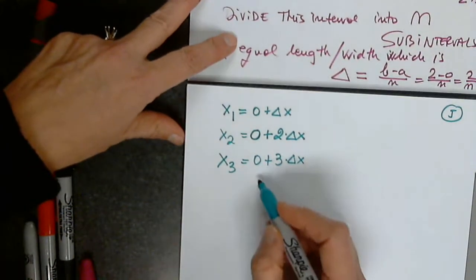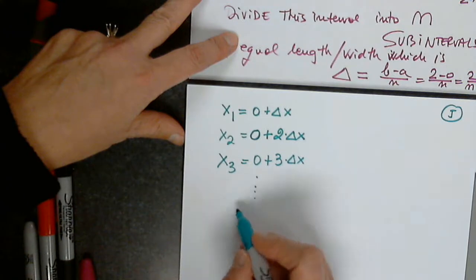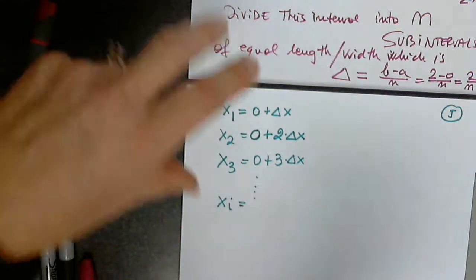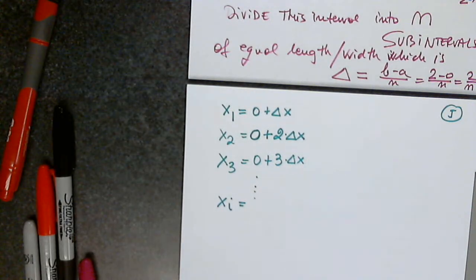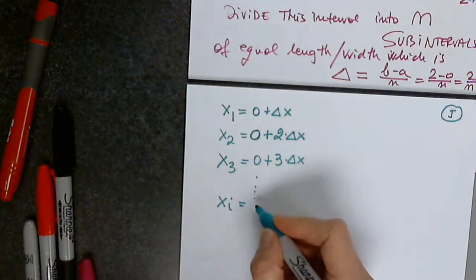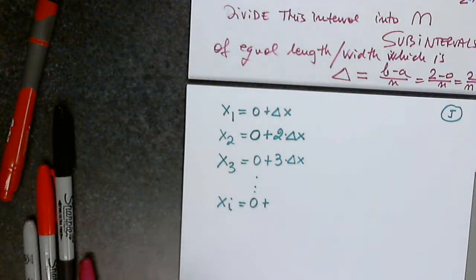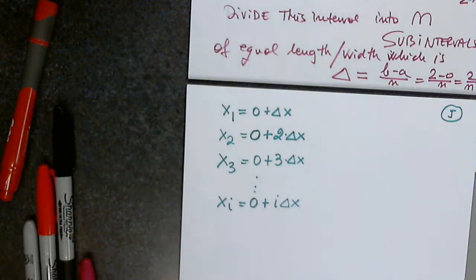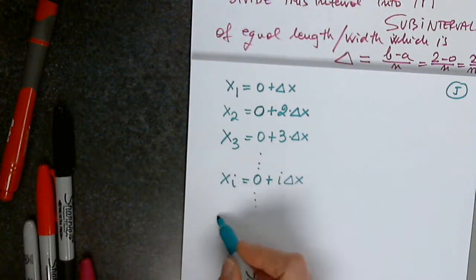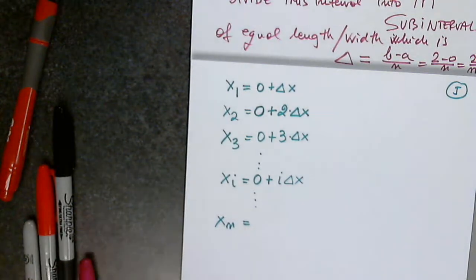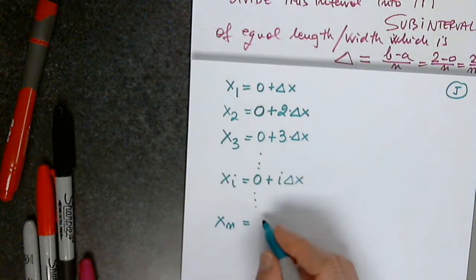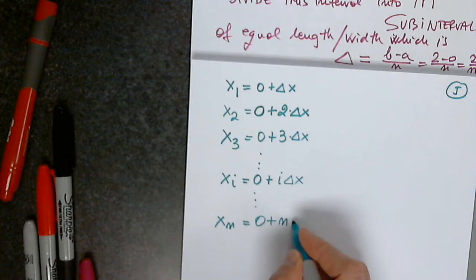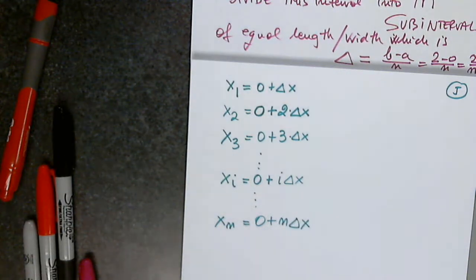Now I would like you to jump ahead 3 dots, and I want you to tell me how much is xi. Excellent. I want to jump now to the last one. Excellent. Perfect.